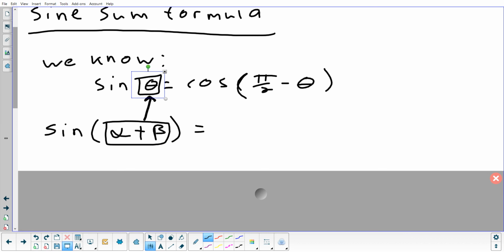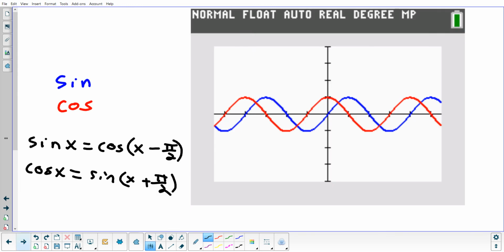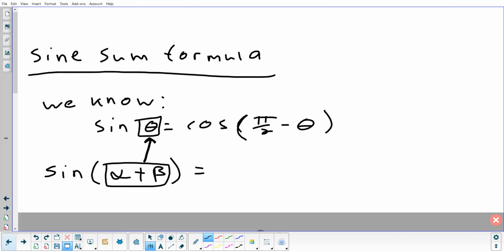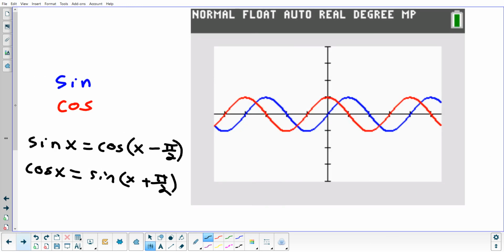Why is it pi over 2 minus theta in the cosine in the top right? Why is it? Okay, I can show you real quick. Let's go back here. So cosine of pi over 2 minus theta.